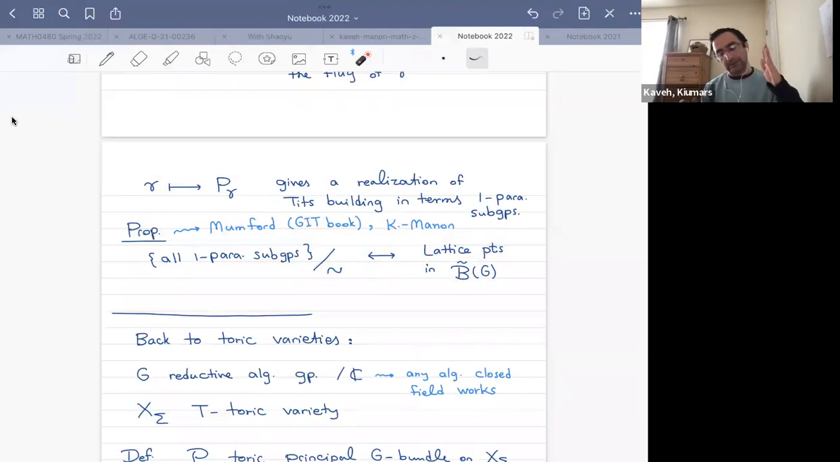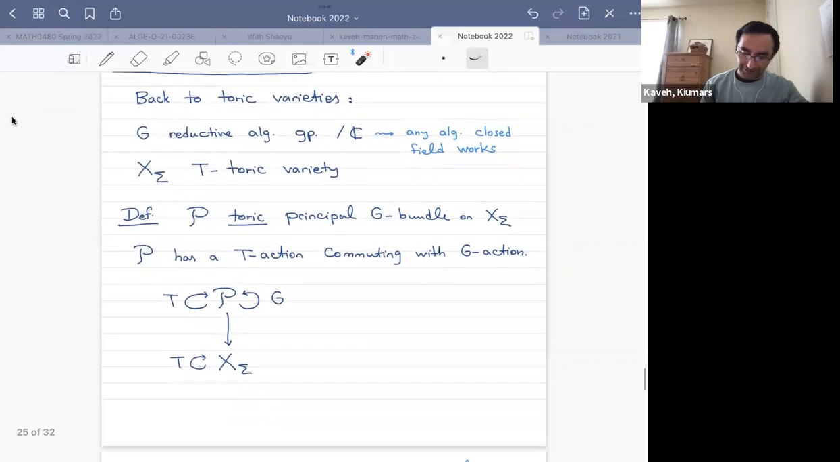And the Tits building again was, or the cone over the Tits building, you have co-character lattices of all maximal tori and identify them over Weyl chambers which corresponds to same parabolics. Okay, finally back to toric varieties. I have to also leave some room for questions or more discussions.